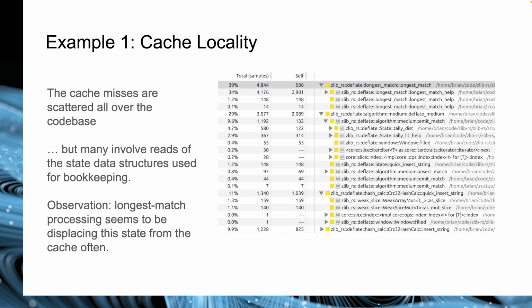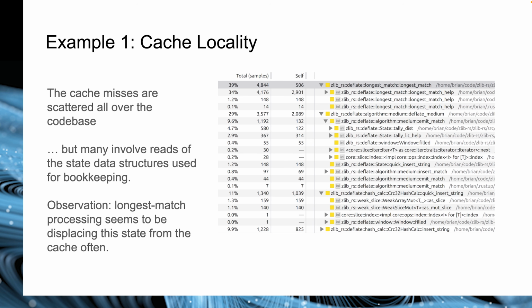So these things can be difficult to reason about and to fix, but the data did at least confirm my initial suspicion. A lot of the cache misses were associated with code that was trying to read the core input data structures, the sliding window, the index structure. So good confirmation there, although it wasn't immediately clear what to do about that because that's what the algorithm does. And the whole point of zlib-rs was to be a drop-in replacement for a very specific implementation of that very specific algorithm.